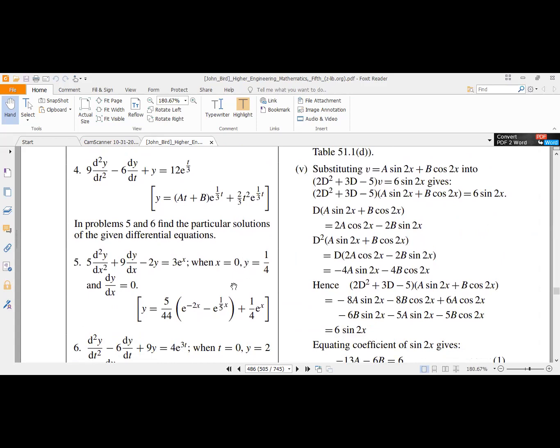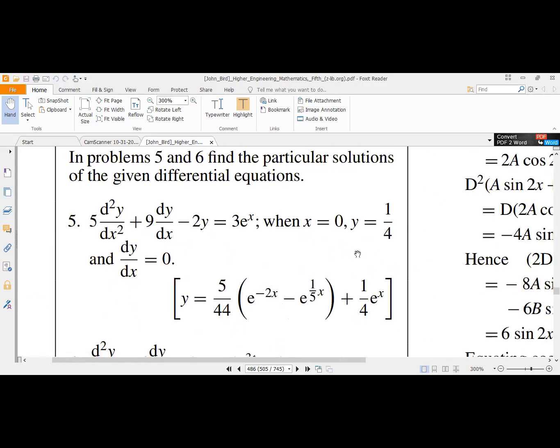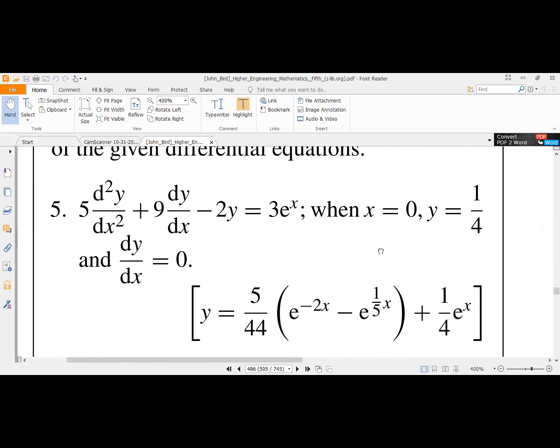Now look at number 5. In this number 5, we are giving the condition. Is number 5 an initial value problem or a boundary value problem? Initial value, because we are to find the two constants a and b, and the two conditions are given at s equals to 0.